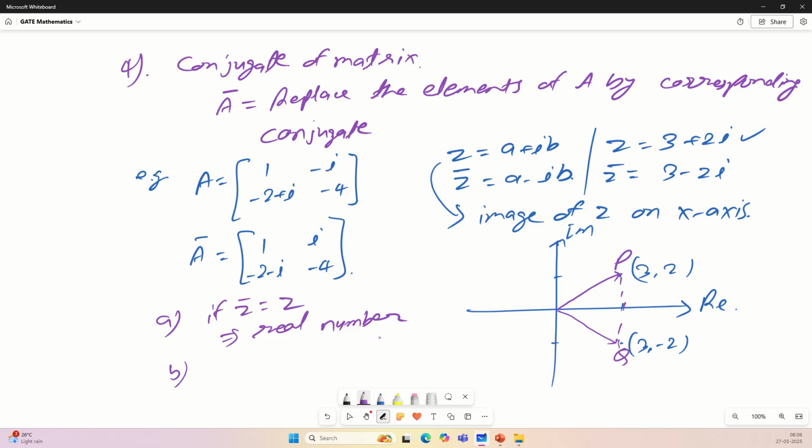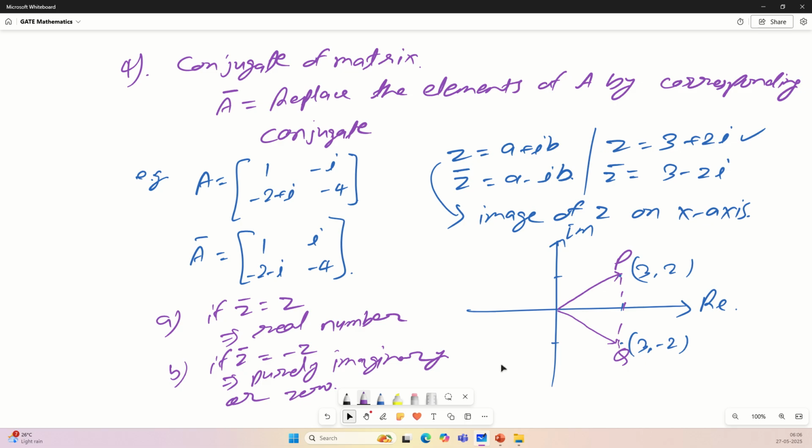What will be next? If my Z bar is equal to minus Z, so let us say this was minus iota, it becomes plus iota, right? This will happen only when only the imaginary part is remaining. So you can say that this is purely imaginary, or you can say 0 also. If the element is 0, either you can say minus Z or not, it doesn't matter. So this was all about the conjugate of a matrix.